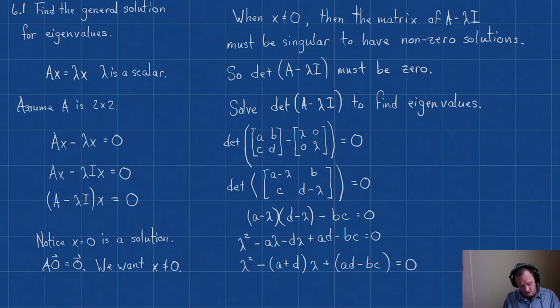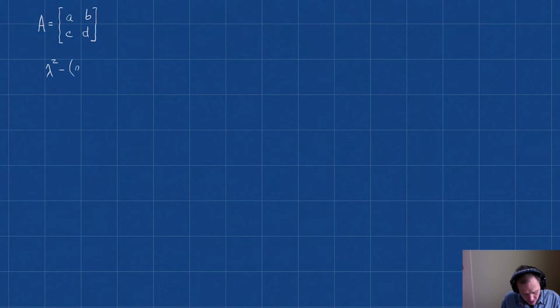I think we have just enough space here. Actually, let's go to the next page. And what we have is this. Let me bring over our key points: the matrix A is A, B, C, D, and we have just arrived at lambda squared minus A plus D times lambda plus A times D minus B times C equals 0.